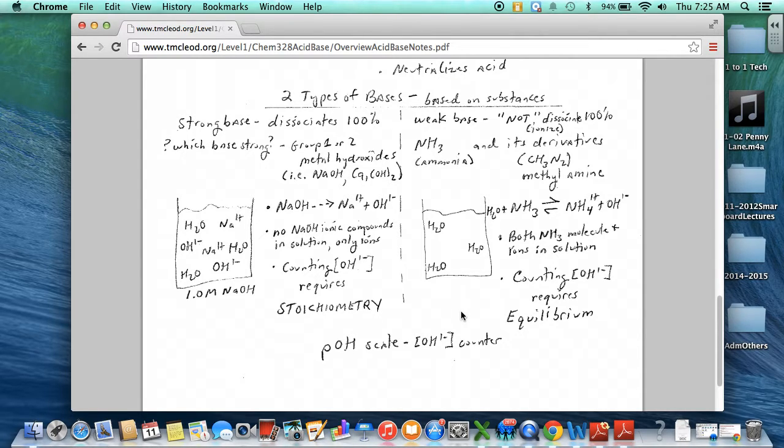Okay, so basically for acids and bases there are two types, strong and weak. Strong ones ionize or dissociate 100%, so you use stoichiometry to find either H plus or OH minus. Weak acids and weak bases don't ionize 100%, so it's equilibrium, because not only do you have the original substance, you have the things it breaks up into. So there's going to be a reversible reaction going on.